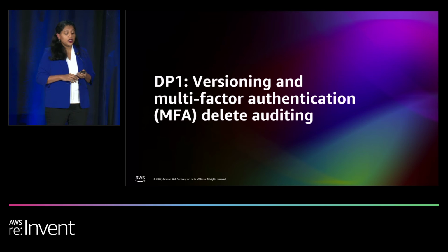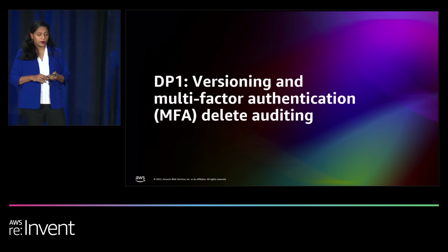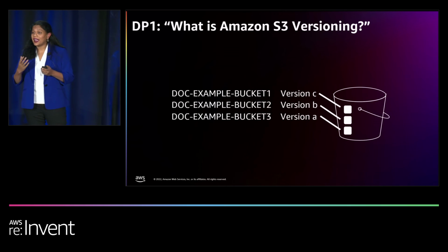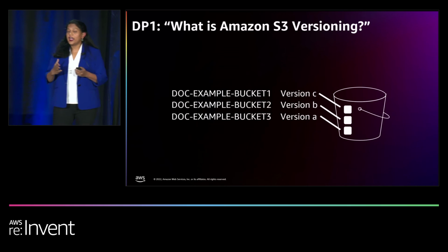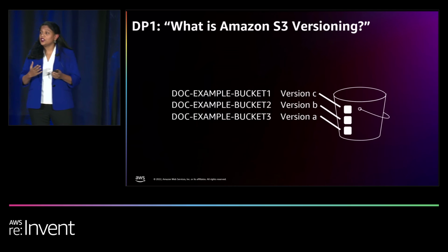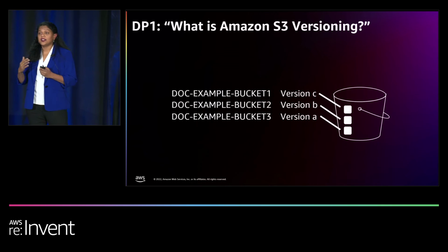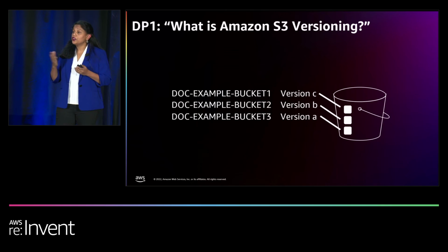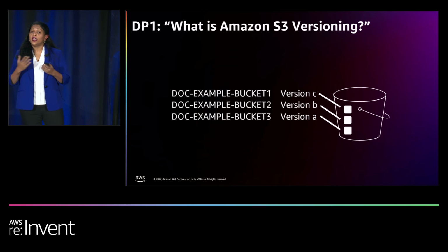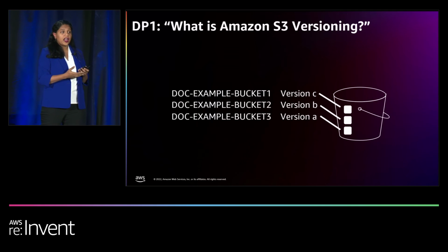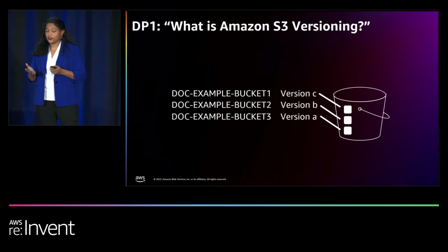First up is versioning and MFA delete auditing. Customers are always trying to protect their data from accidental deletes and overwrites. And versioning is how you would achieve this in S3. Versioning is a way for you to keep multiple variants of an object in the same bucket. And so you can preserve, retrieve, and restore to any version of any object. This allows you to recover from unintended user actions as well as application failures.